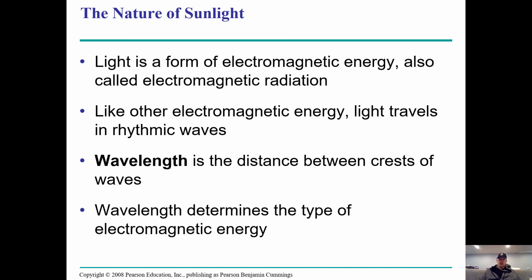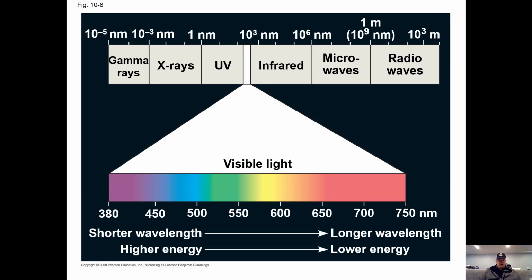Just a refresher on light. Light's electromagnetic energy. We tell the difference between types of electromagnetic energy by their wavelength. If you look here, we have a spectrum, the electromagnetic spectrum. Tiny waves, we have gamma rays. They're all the way on the left. Large ones are radio waves. They're all the way on the right. They can be like a kilometer long.